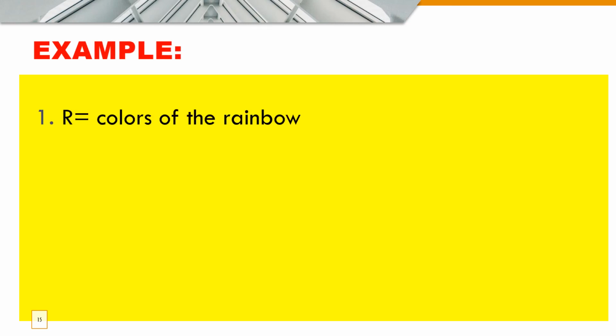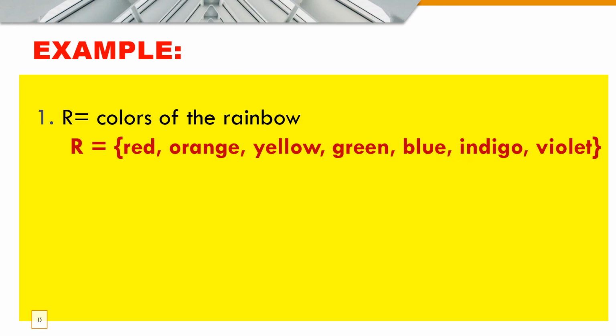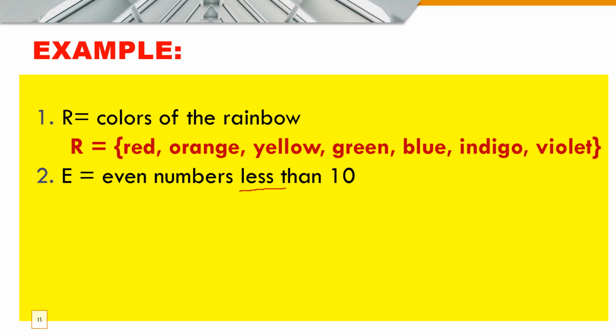Example number 1. Colors of the rainbow. Can you list all the colors of the rainbow? Right. We have here the red, orange, yellow, green, blue, indigo, and violet. So in the roster method, we simply write one by one all the elements asked for in the set. Second one. Set E is the set of even numbers less than 10. Can you give the elements under this set? Even numbers less than 10, so we have 2, 4, 6, 8. Very good.